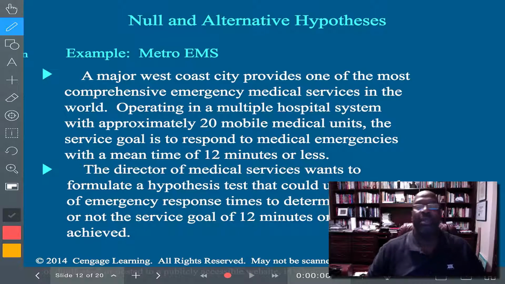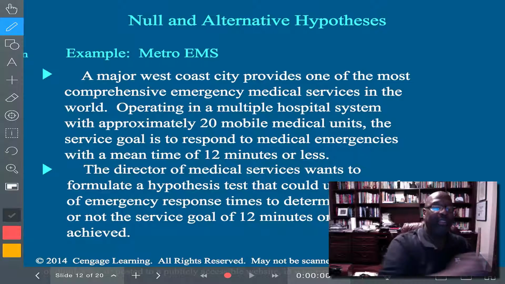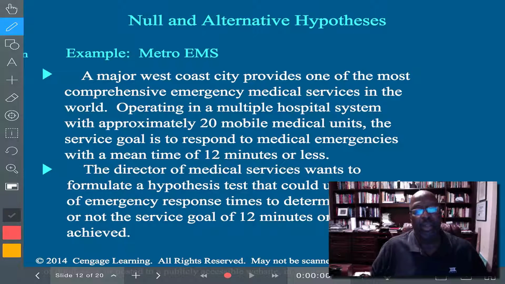A major West Coast city provides one of the most comprehensive emergency medical services in the world, operating in a multiple hospital system with approximately 20 mobile medical units. The service goal is to respond to medical emergencies with a mean of 12 minutes or less. That's the goal, 12 minutes or less. The director of the medical services wants to formulate a hypothesis test that could use a sample of emergency response times to determine whether or not the service goal is being achieved.